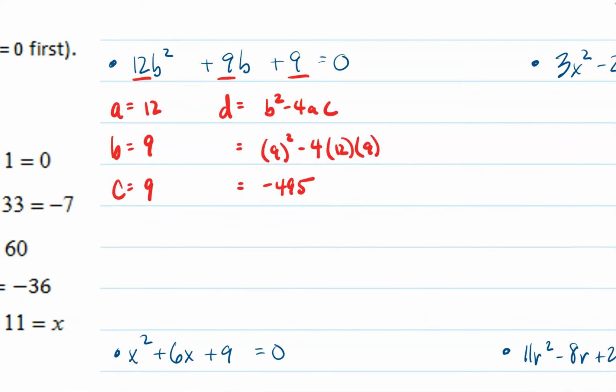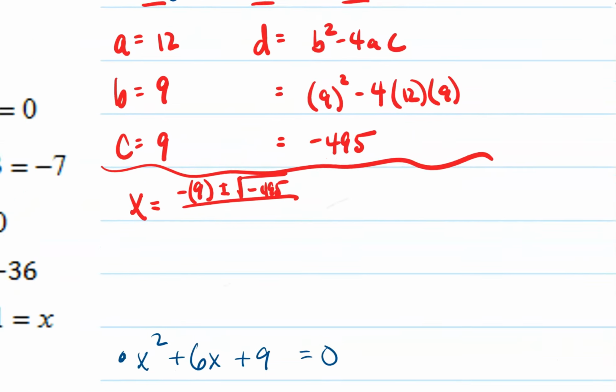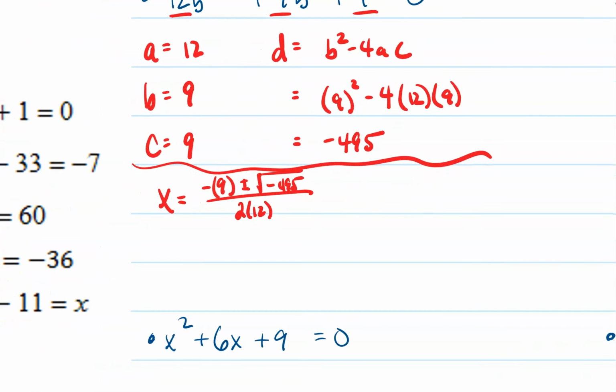Now this is interesting because I had stated that the solution, x, is going to be the result of the opposite of b, our 9 value, plus and minus the square root of now our d value, our discriminant, which is negative 495. And we'll divide that by 2 times a, or 2 times 12. Now, unfortunately, since we're being asked to take the square root of a negative number, this will not be computable with a basic calculator. There are no real number solutions.